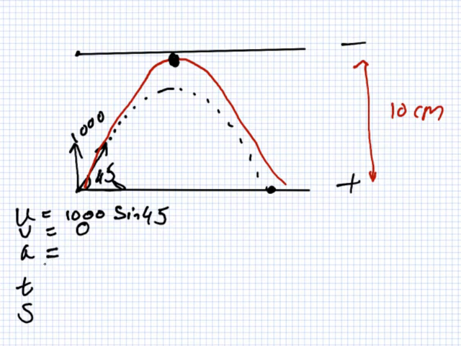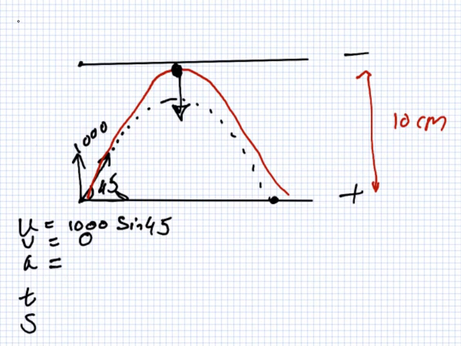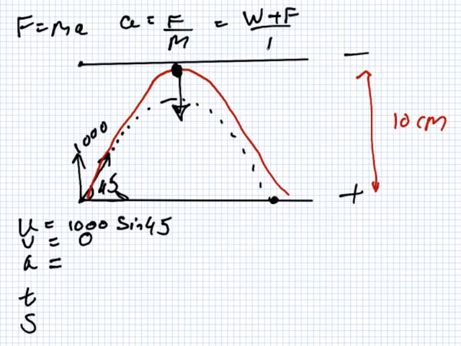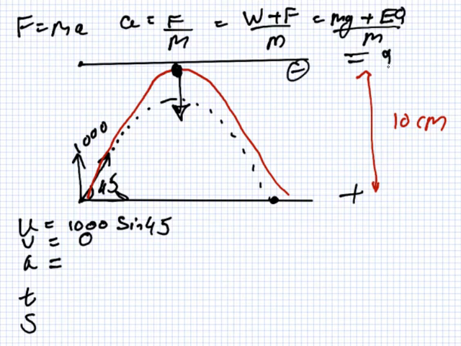Well, no, because there are two things forcing it down. F equals MA, so A equals F over M. But you have two forces acting on this, the weight and the force from the electric field. The weight is MG, and the force from the electric field is EQ. So the M's cancel here and you get G plus EQ over M.